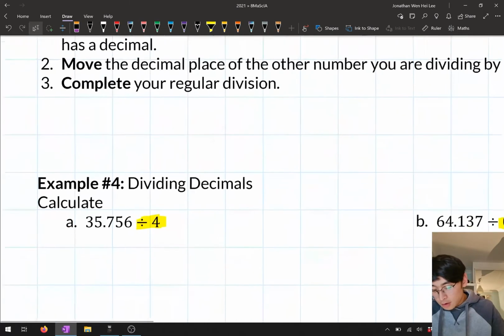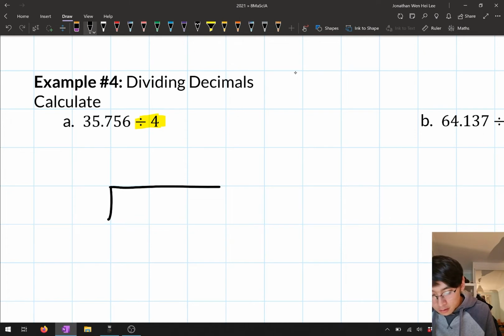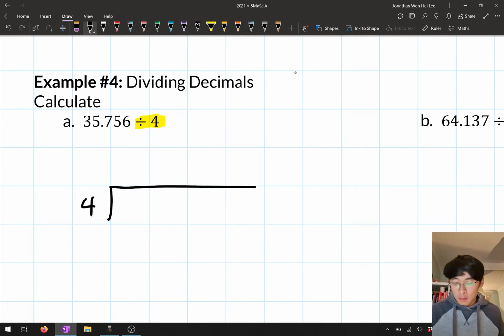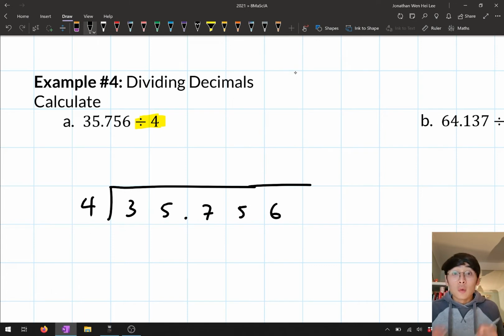Okay, so let's have a go at this. First one, calculate the following. So divide 35.756 by 4. So here I'm going to need to do long division. So I'm going to set up my long division. I'm dividing by 4, which I write outside my division symbol. I've got 35.756. And I'm going to start from the left and go to the right and see how many times 4 can divide into each of those numbers.